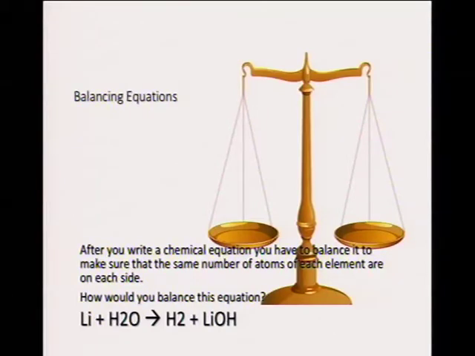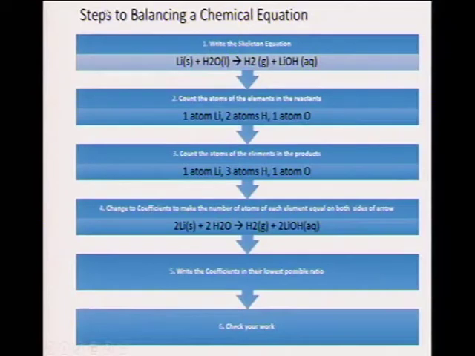One thing that will be required is to balance equations. And here is some guidance on balancing the equation. After you write the chemical equation, you have to balance it to make sure that the same number of atoms of each element are on each side. You have the same number of elements in the reactants as in the products. Like here we have a reaction between lithium and water. This is water. Sorry for the formatting here, okay?